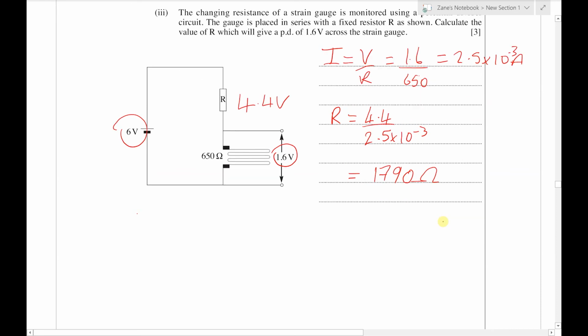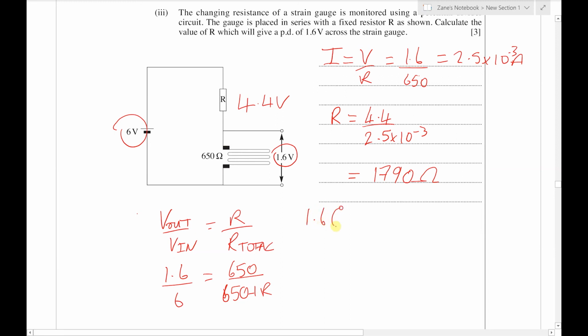If instead we want to use the potential divider formula, which is V out over V in equals R over R total, then here we have V out is 1.6 volts, V in is 6 volts. R, the resistance where the output is, is 650 ohms, and R total is 650 ohms plus the unknown resistor R. So if we do a little bit of cross multiplying, we'll have 1.6 times 650 plus R equals 6 times 650.